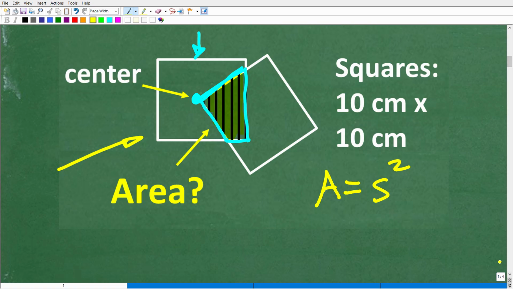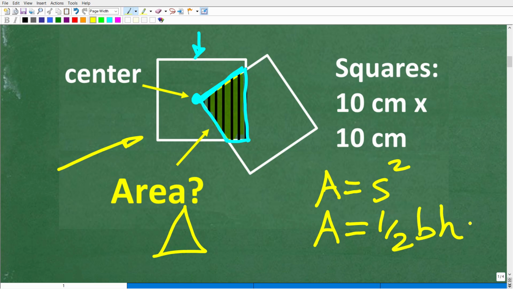Now, another formula is the area of a triangle, right? So you're going to need this formula as well. So that is equal to 1/2 base times height. Okay, so hopefully most of you are saying, yes, Mr. YouTube Math Man, I understand that. But what I'm most interested in is the area of this thing right here.